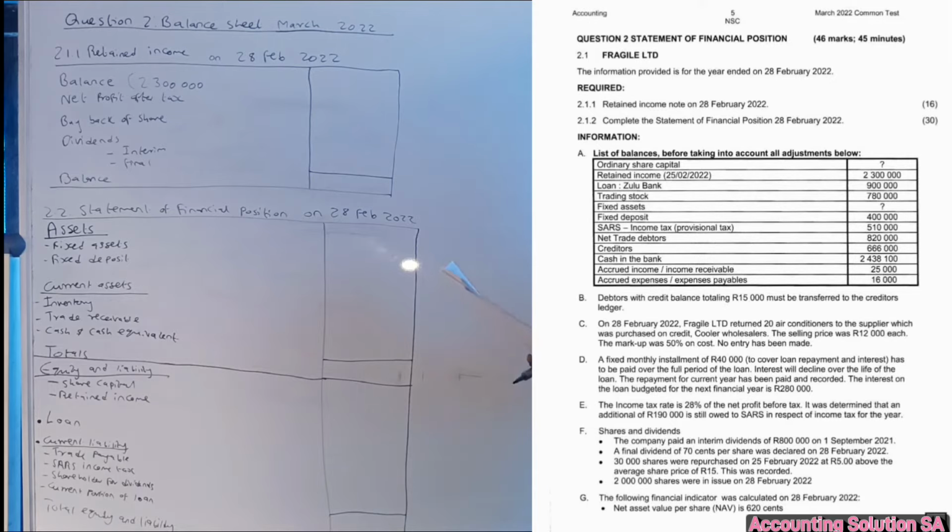Information number F is the one that is going to affect our opening balance. Let's read the share and dividend. The company paid interim dividends of 800,000 on 1 September 2021, and final dividends of 70 cents per share was declared on 28 February 2022. Then 30,000 shares were repurchased on 25 February 2022 at 5 rand above the average share price of 15 rand, and they said this was recorded.